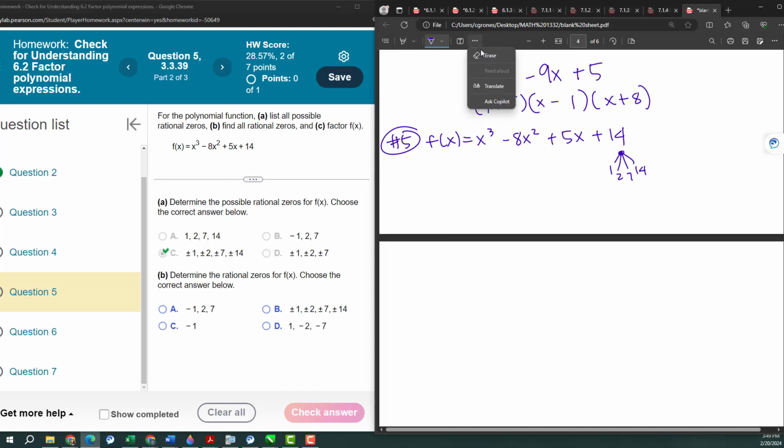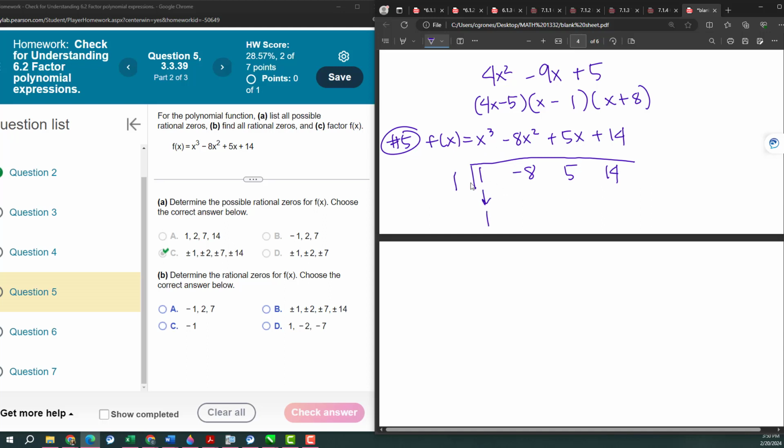So using my synthetic division, I've got 1, negative 8, positive 5, and positive 14. And I'm just going to go through the possible zeros. One way I can start is by a 1. I'm just going to start with the positive 1 and play around with it.